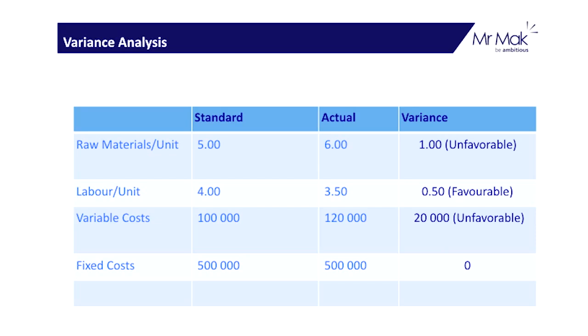On the variable costs, we had expected to spend 100,000, that was the standard. We actually spent 120,000, so we've got a 20,000 discrepancy. We've spent more than the standard had anticipated. We have an unfavorable variance of 20,000. On the fixed costs, the standard was 500,000, the actual is 500,000. There is no variance in that particular respect.